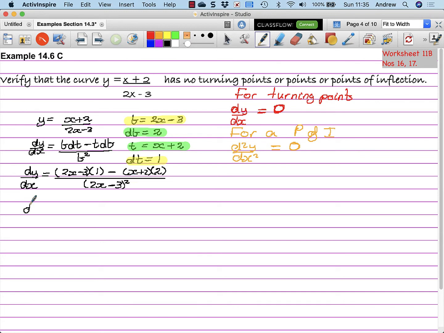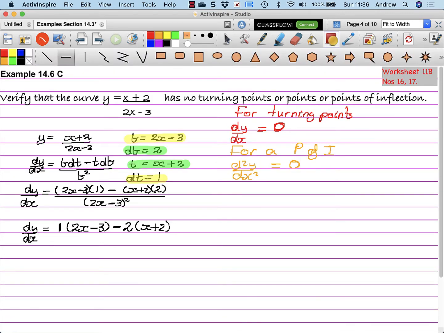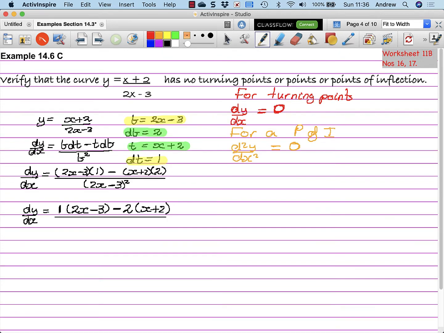Now I'm going to do a tidy up line. I'm going to bring the 1 to the front. This is my advice that you always do, because there's lots of mistakes here when people don't tidy up. I'm going to bring the 2 to the front of this bracket. So all I'm doing is a tidy up line. I'm not doing anything else. And then over the bottom squared.